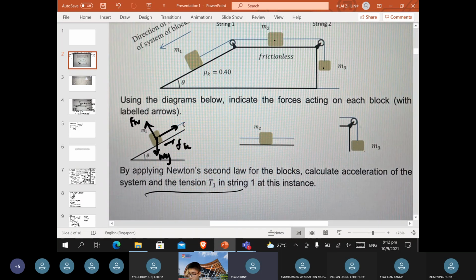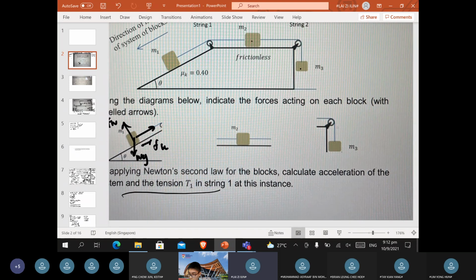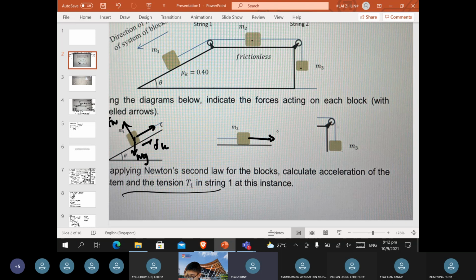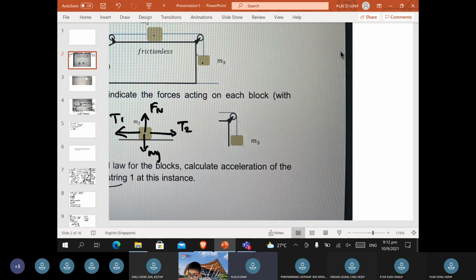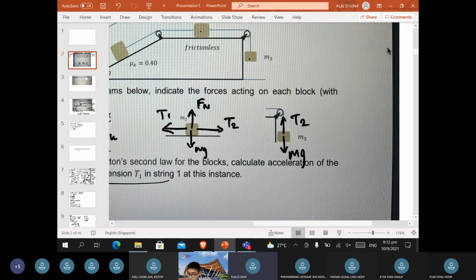Now for the second one, the table is frictionless, so there's no friction. Very strange, I don't know why the second one has no friction but the first one has friction. The only forces are the tension force T2, the tension force T1, the weight mg, and the normal contact force Fn. Now for the last one, you see they purposely leave a gap here. There's no friction, so it's pretty straightforward. It's just mg, and the tension force T2.